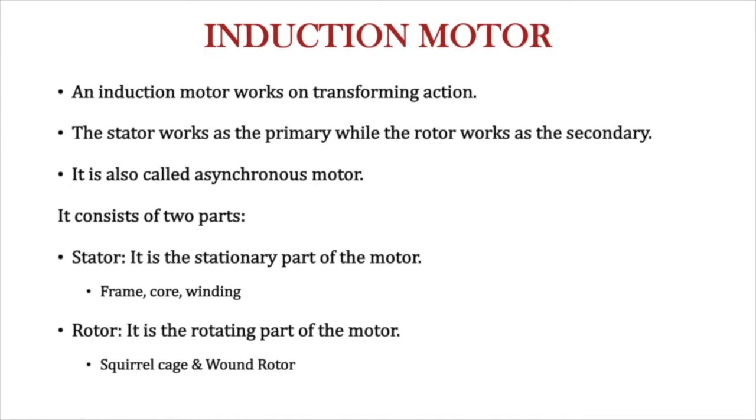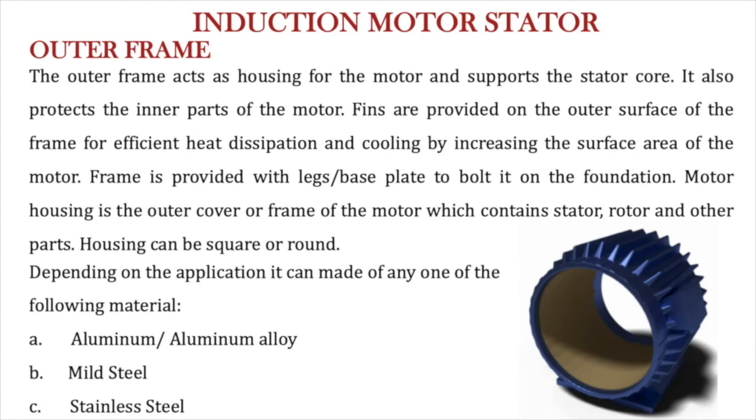Stator, which is the stationary part of the motor, consists of frame, core and winding, while the rotor is the rotating part of the motor, consisting of either a squirrel cage or wound rotor, and this is how we classify the induction motor. Now the first part, induction motor stator, the frame.